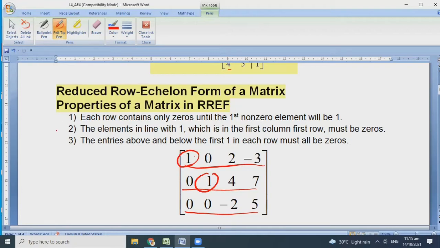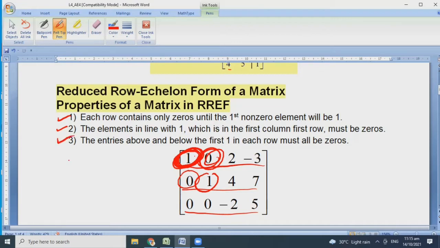Then, second property, the elements in line with 1, which is in the first column, first row, must be zeros. Let's say, for example, this one in the first row. This is in the first column, first row. What is in line with it, the one next to it, is 0. Even what is below it is still 0. So that is the meaning of property number 2. What is in line with the 1, either across or going down the column, must be zeros too.